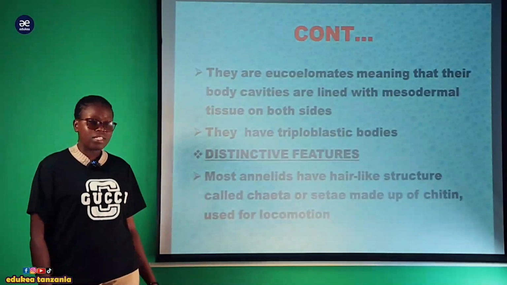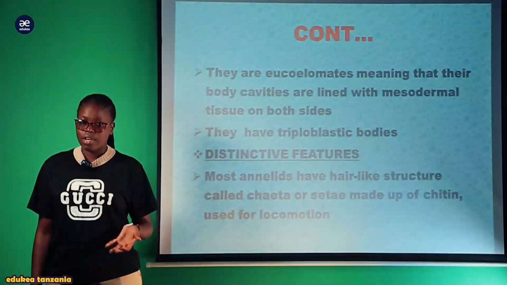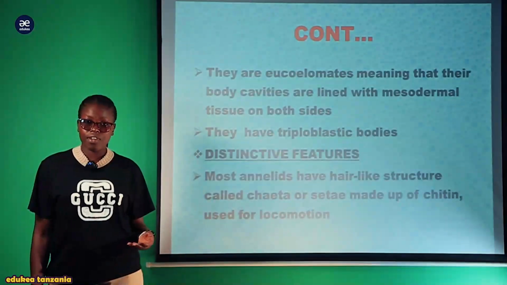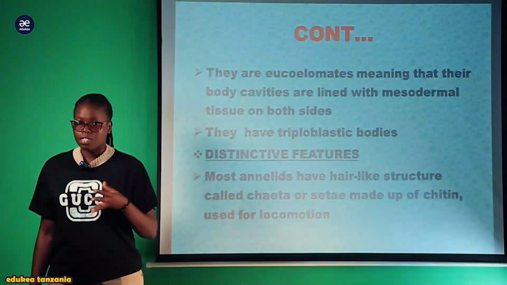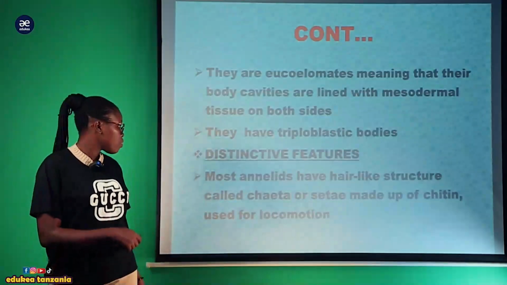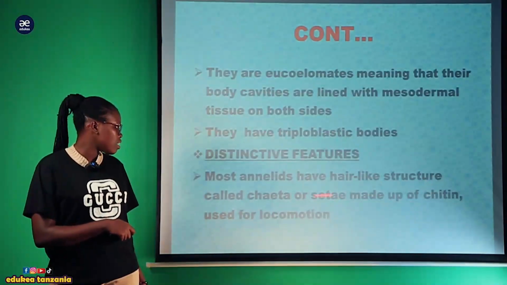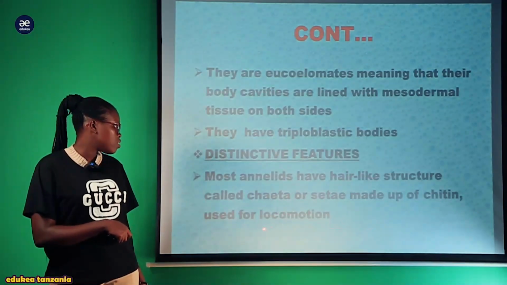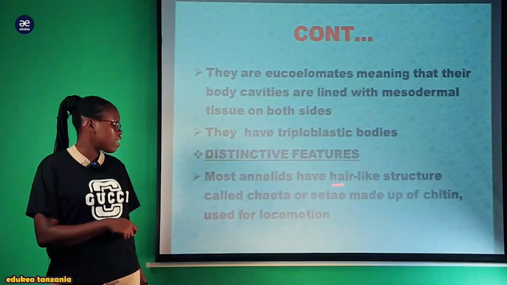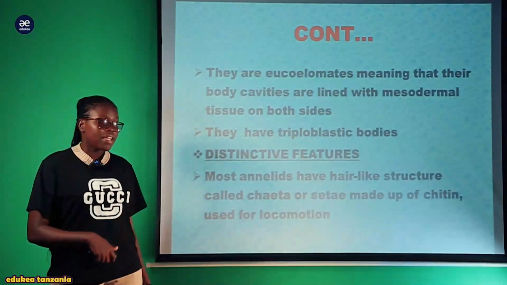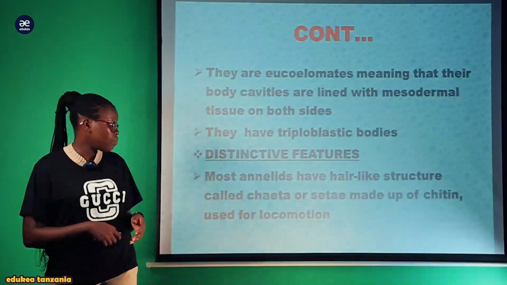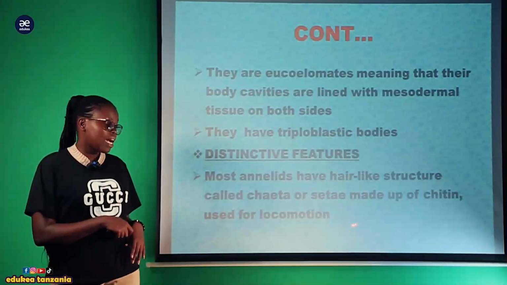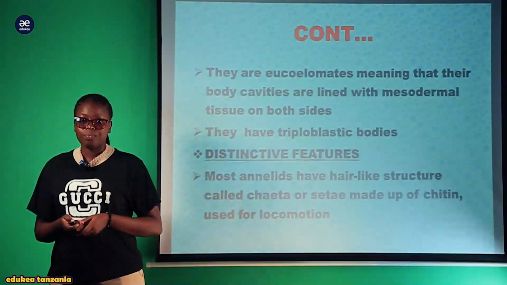Also, now let us discuss the distinctive features of the phylum Annelida. These are the features which tend to distinguish the members of the phylum Annelida from other classes of the kingdom Animalia. So, most Annelida have hair-like structures called chaeta or seta made up of chitin and used for locomotion. Na hii hapa seta au chaeta inakuwa made up of chitin ambayo inasaidia katika locomotion.